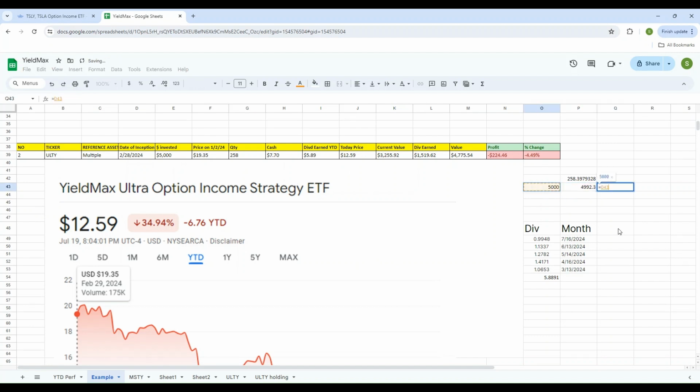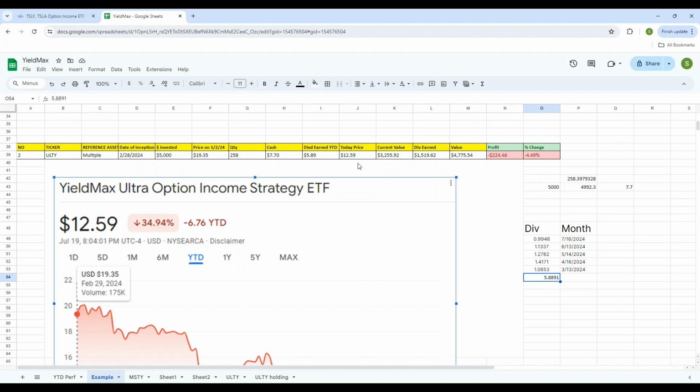So $5,000 I invested in ULTY. I paid $19.35 for each share, and that let me buy 258 shares. $7.70 is left as cash, and the dividend I earned here to date was $5.89 per share.